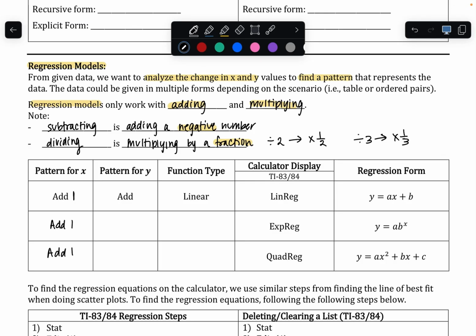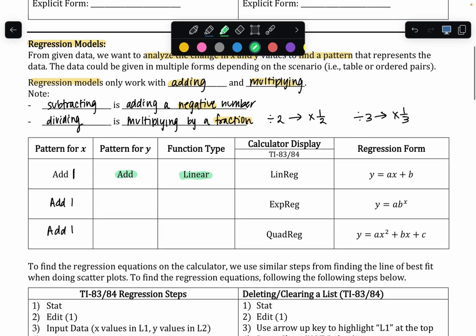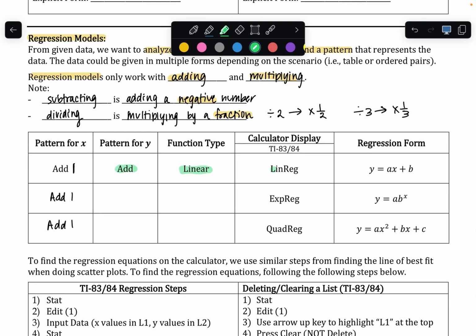Okay, and so when you're analyzing your data, usually given as points or tables, you want to make sure your x's are always adding 1 each time. So in this column, I've put add 1 in all the columns. And then for a linear function, your y pattern will also be adding. If you are dealing with a linear function, you are going to use the linreg feature to get a y equals ax plus b equation.